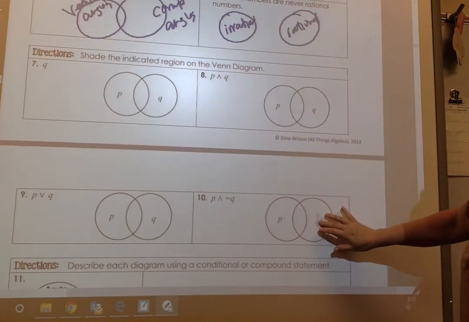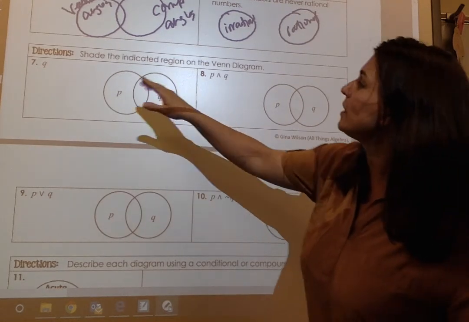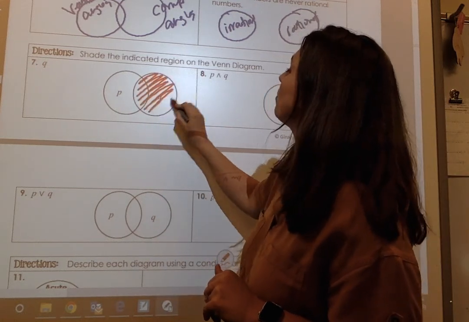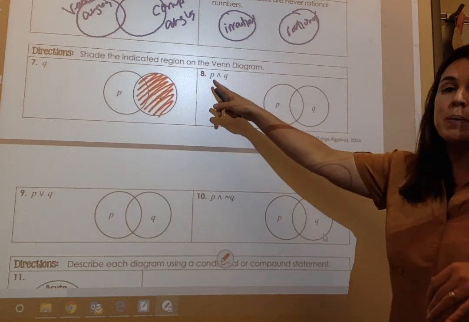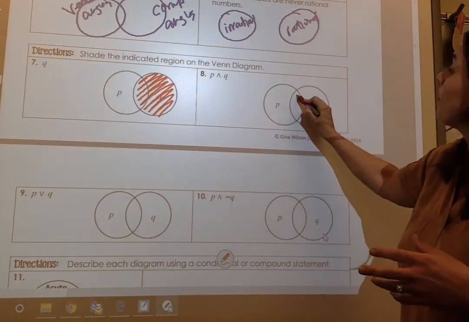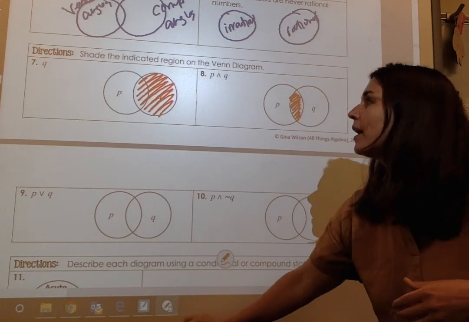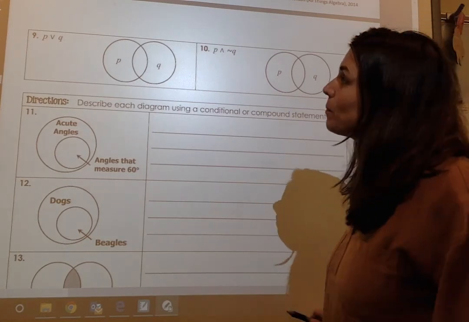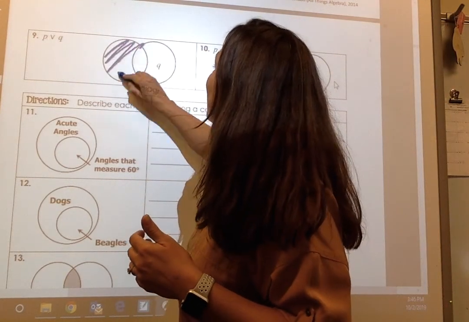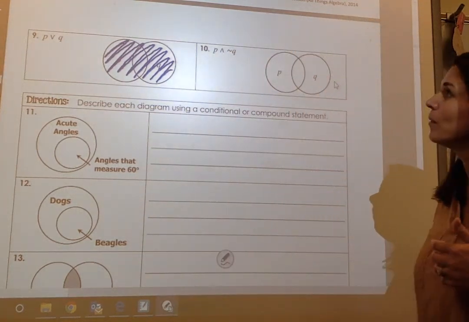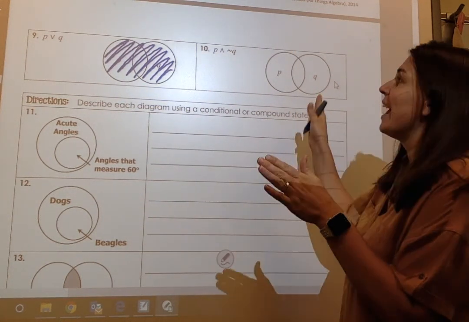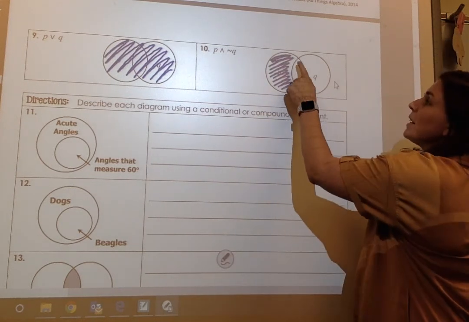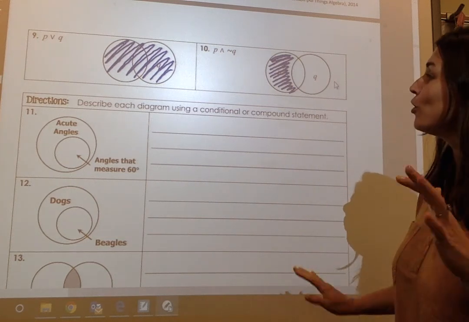Now, let's take into account some of the shading that happens. So if I wanted to make this shading true where Q is represented, I'm going to shade in all of Q because that's what I need. This says P and Q. So if I'm P and Q, it represents this area in the middle. P or Q, for something to be P or Q, you're shading everything P or Q. Now look at this one. This says P and not Q. So this is P, but not Q. See how that works? So these are good visual diagrams.